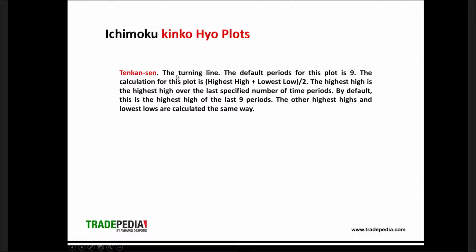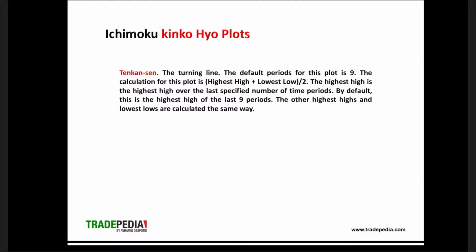It is also known as the turning line. Now, the default period for this plot is 9 periods. How is it calculated? Based on the last 9 periods in the market. It finds the highest high and adds it to the lowest low and divides by 2. So it finds a form of average based on the range of the last 9 periods. Yes, it finds the highest high, the lowest low, adds them together, divided by 2.